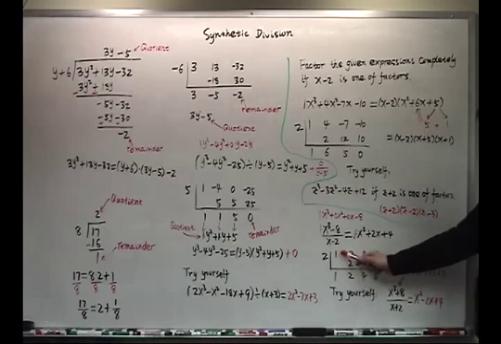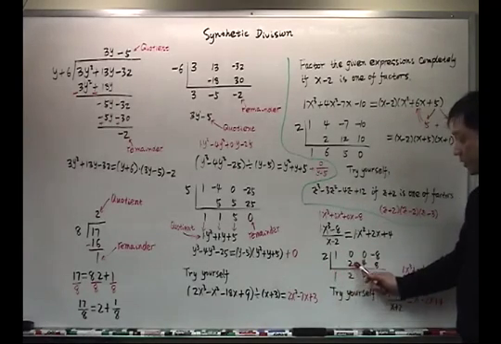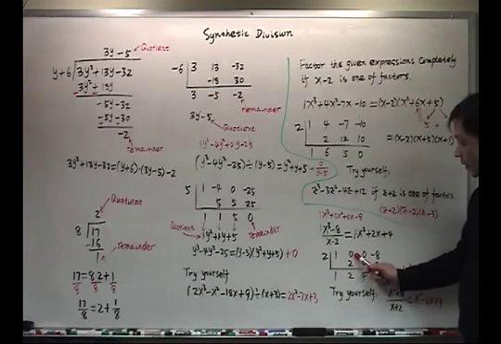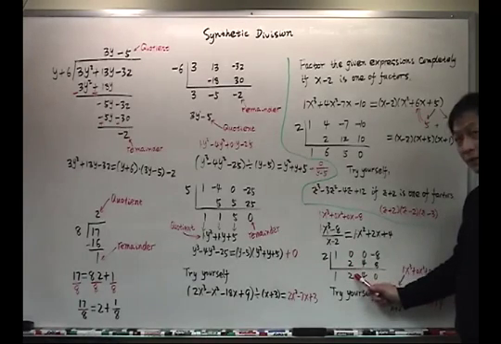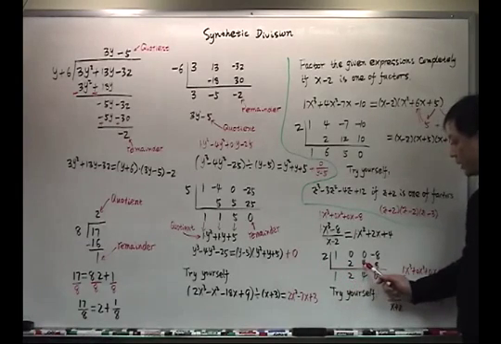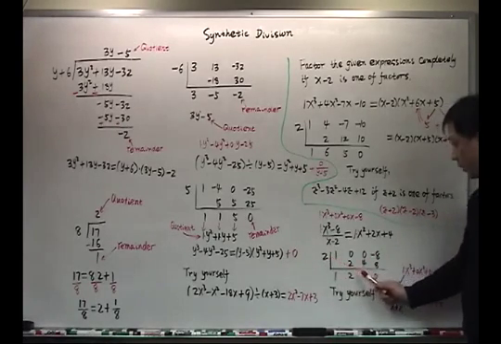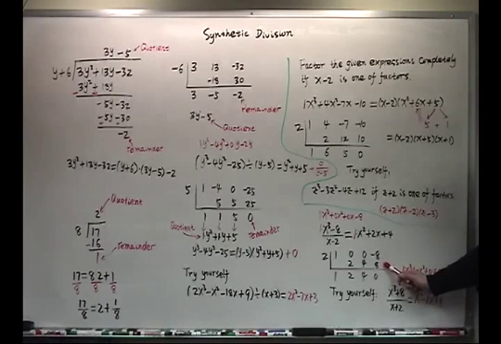Now, take 1 down. 2 times 1, the product is 2. Add 0 on that, you still have a 2. 2 times 2, put the product 4 here. Add 0 on that, you have a 4. So 2 times 4 is 8. And then negative 8 plus 8, you have a 0.